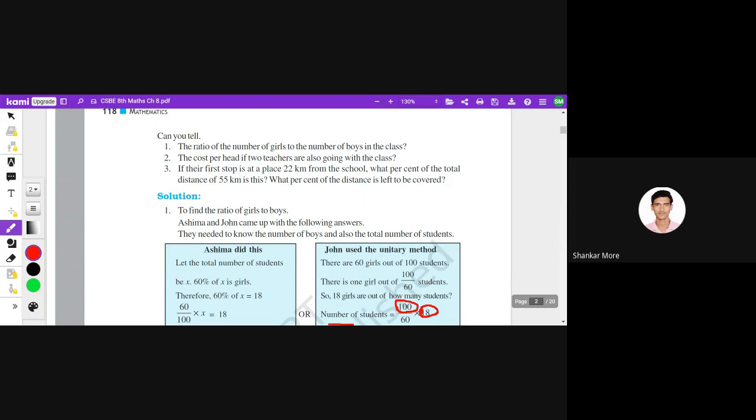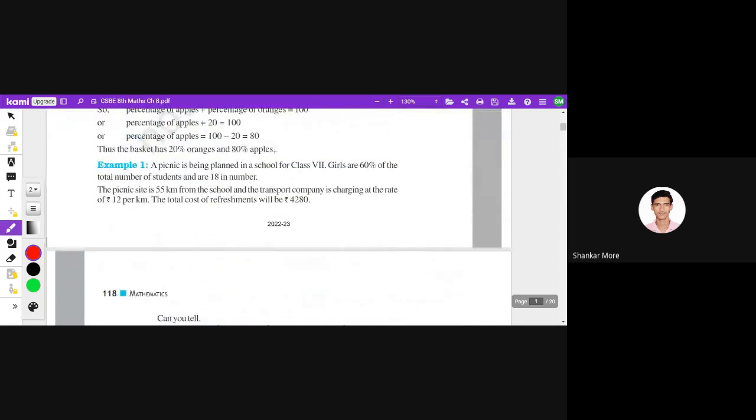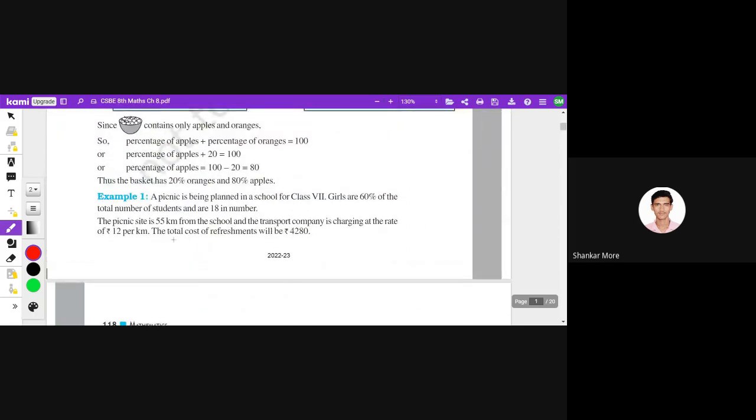Now, to find out cost, we have to take some things into consideration. See, here we have been given the cost of refreshment will be 4,280. That's a different cost. And the traveling cost or the transport cost, that is going to be 55 kilometers from the school. That means they have to go 55 kilometers and they have to come back 55 kilometers. So that means they have to cover the distance of 110 kilometers, right? जाने का 55 और आने का 55, so that makes 110.